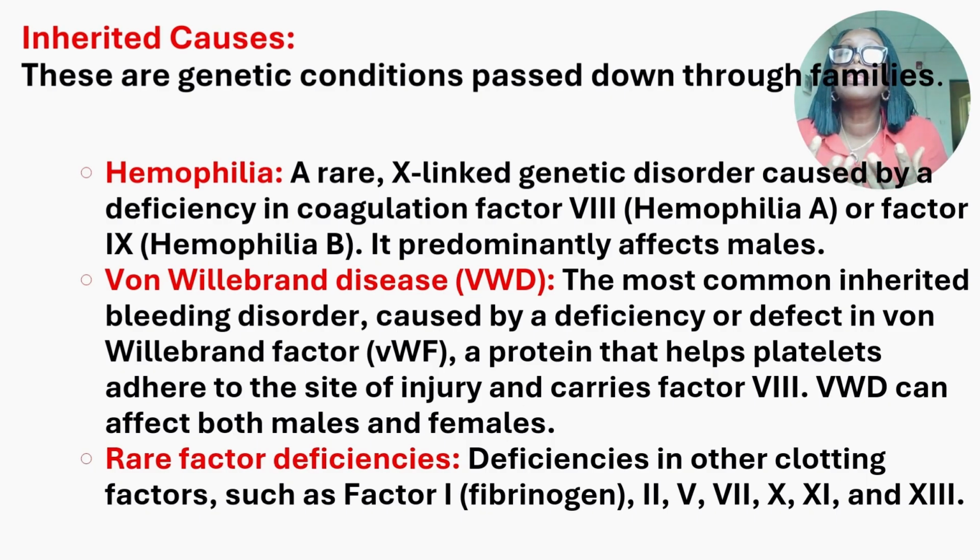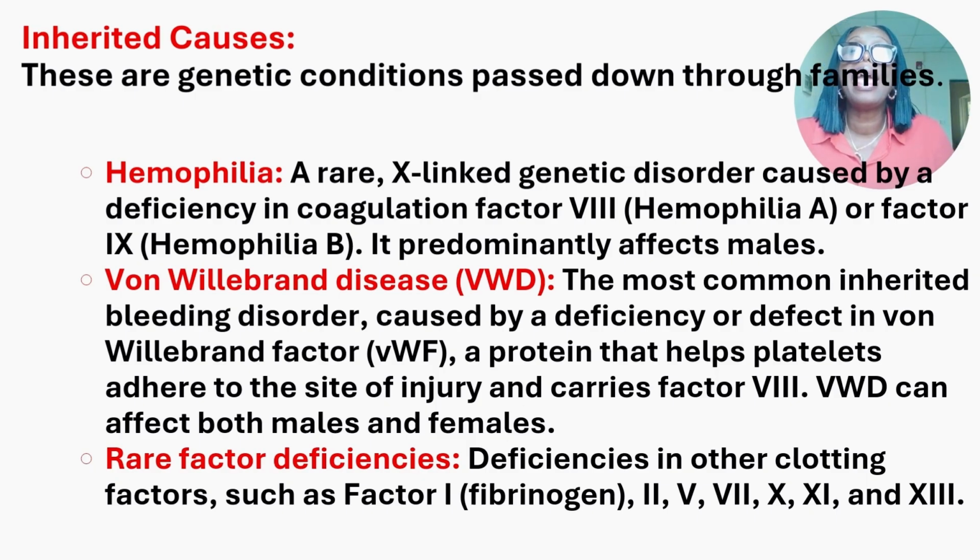Now, for the other aspect of classification, the cause can be inherited, or it can also be acquired. If it is inherited, that means it is passed down from generation to generation. It's a genetic condition, having a mutated gene passed down from father to offspring or from mother to offspring. An example is hemophilia.